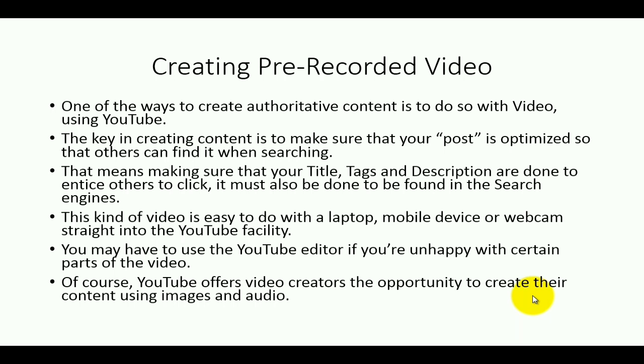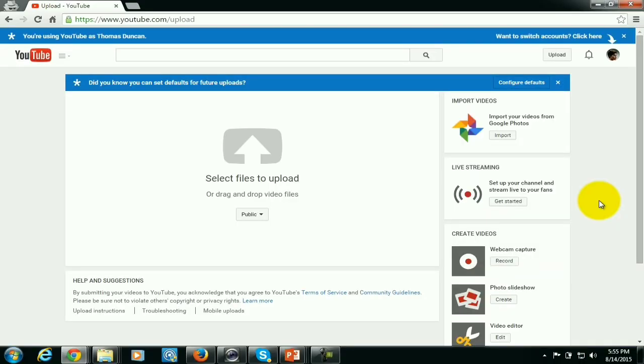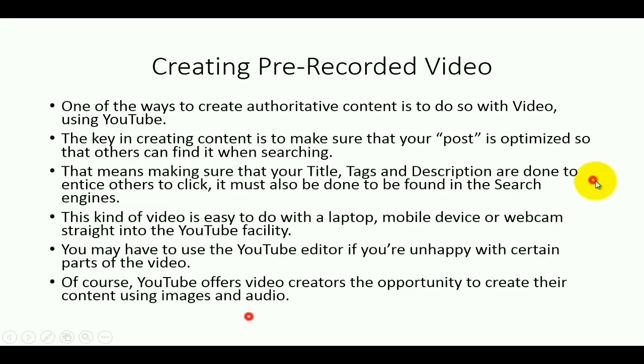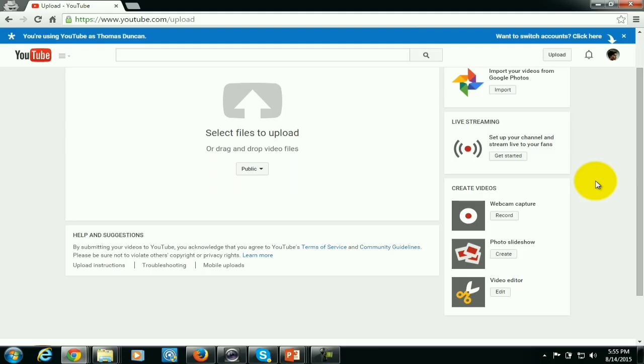Of course, you've already seen in the very same screen that YouTube offers video creators the opportunity to create content using images and audio. And you can actually use images that you already have uploaded inside of Google. So if you want to turn your slides into photos and have them play in your video, you can use them here inside of YouTube. You'll find them inside of the photo slideshow area, as well as the import photos area.